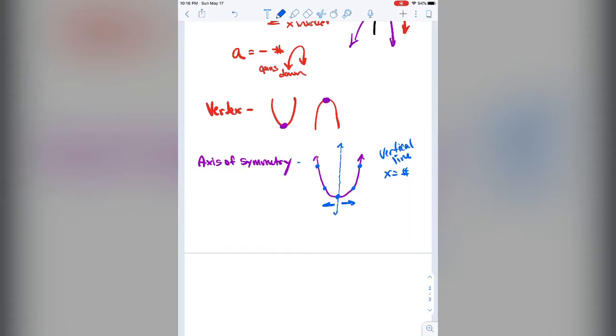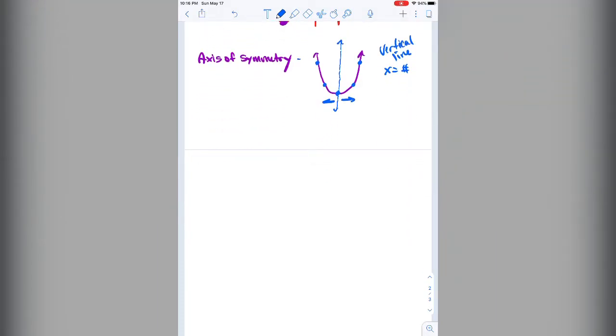Okay? Now, two forms we're going to talk about. Today, we're going to talk about vertex form. Tomorrow, we're going to talk about graphing from standard form. Okay? So graphing from vertex form.